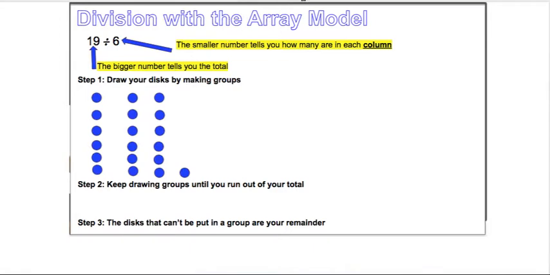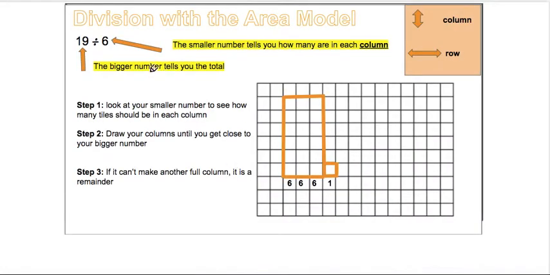In both of these models, you'll notice that the smaller number always tells me how many are in each column. Remember that word column, because we're going to need that later. And the bigger number always tells us the total. Remember that word total, because we're going to need that later. That is the same thing for our area model. Smaller number represents the number in each column. Bigger number tells me how many I should have all together.